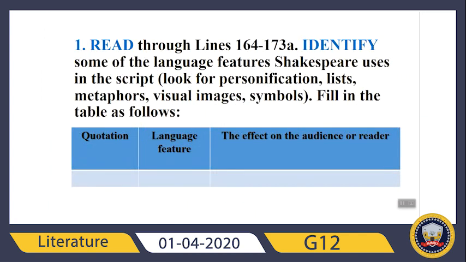Now, exercise 1. Please look back at lines 163 to 164 and identify some of the language features Shakespeare uses in the script here. Look for personification, listing, metaphors, visual images, symbols. Listing is when the writer gives a number of things one after another. Like yesterday, Malcolm was listing Macbeth's evils. This and this and this and this and that.